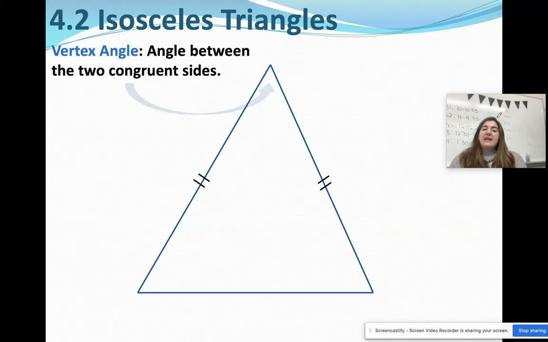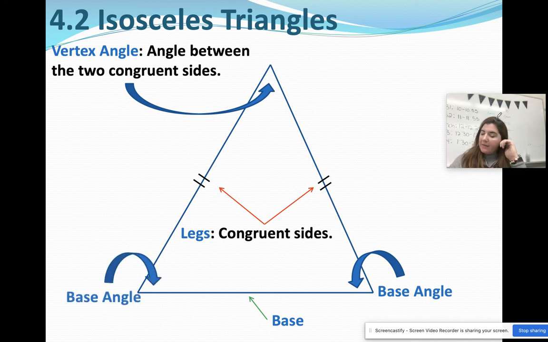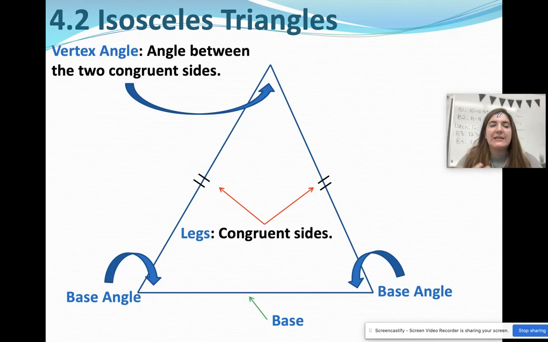So again, our vertex angle is the angle between the two congruent sides. Legs are the congruent sides. Then we have our base side, so you have a leg, and a base. And then we have base angles. It is really important that when we discuss isosceles triangles that we know that language and we use that vocabulary when referring to the different angles. So using just the idea of what an isosceles triangle is, if you see two congruent sides, we can assume two congruent base angles, or if you see two congruent base angles, you can assume two congruent sides.